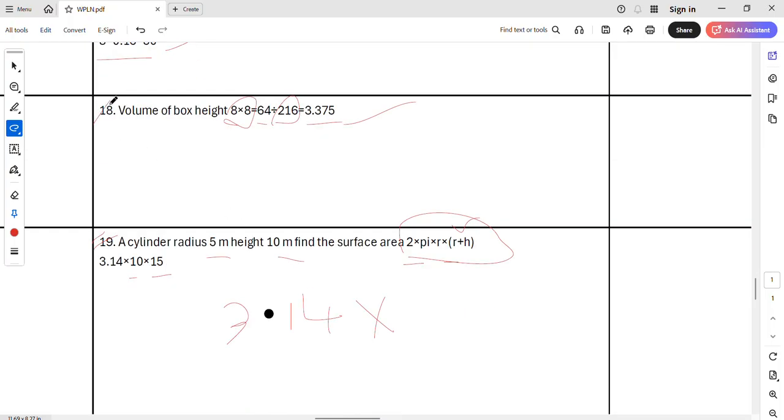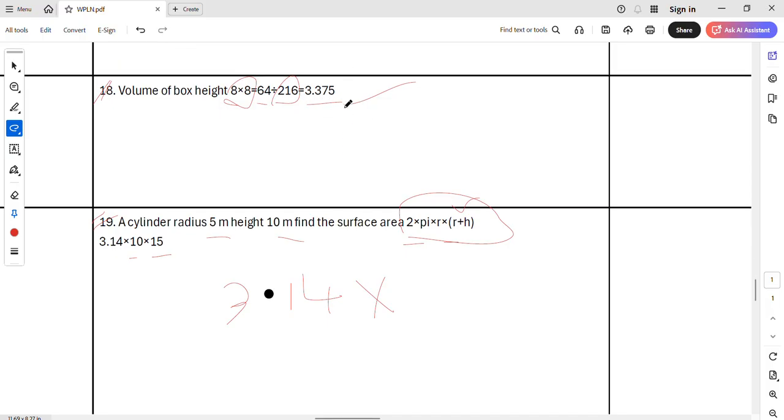Okay, question number 18. Volume of the box, what is the height? Here the box only mentions length and width. So we need to find the height. Together multiplication 8 multiplied by 8 is 64, and the total volume mentioned is 216. So we have to divide 216 by 64, so 3.375. Okay, so height is 3.375.